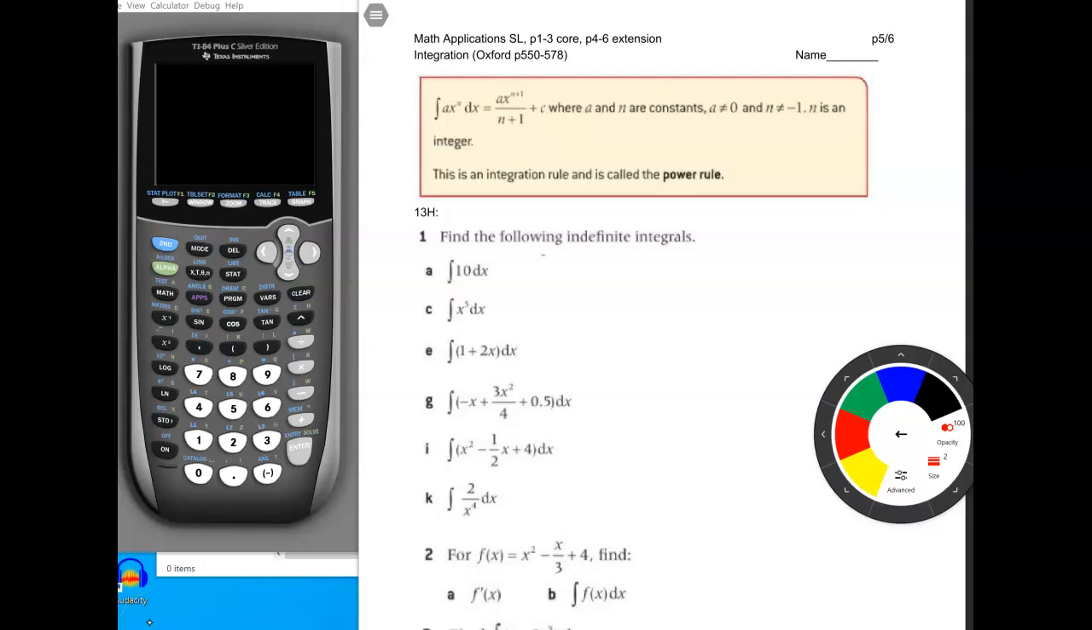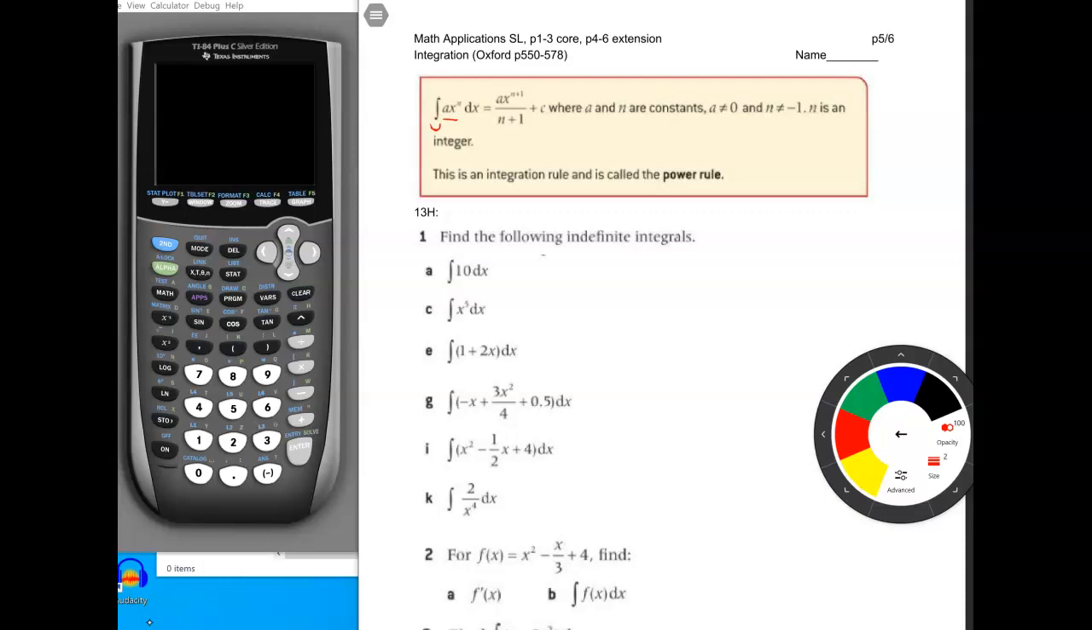Okay, now we're on integration, page 5. So it starts this page kind of where we left off on the last page. It gives us a general rule. If you have something in the form of a times x to the n, then the antiderivative or the integral is equal to ax to the n plus 1 divided by n plus 1, plus the constant c, where c is any number.